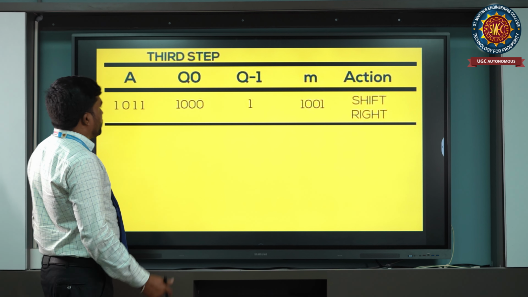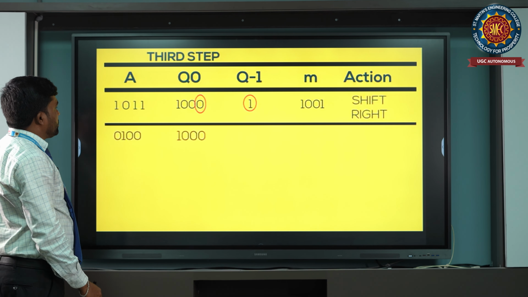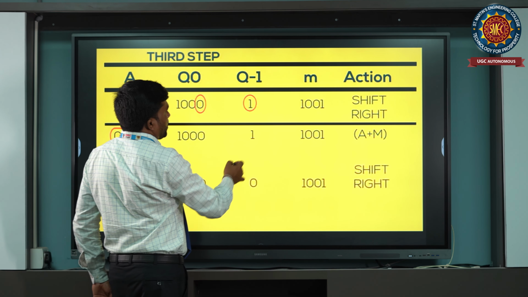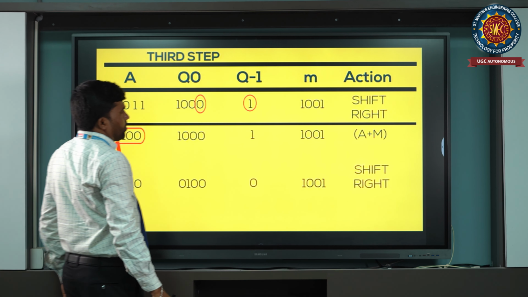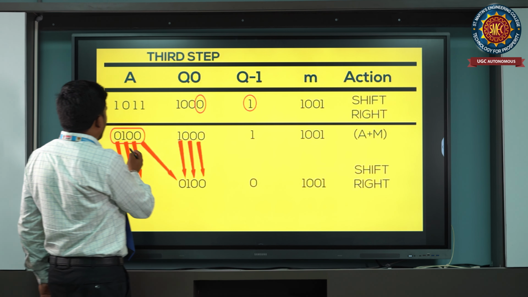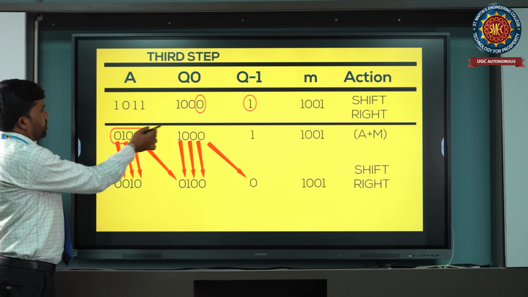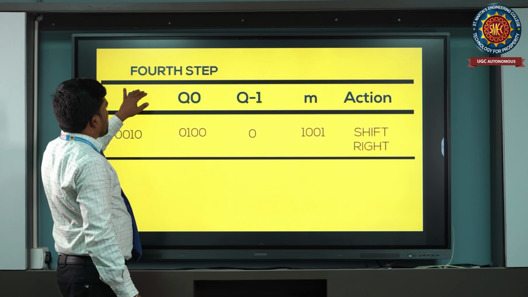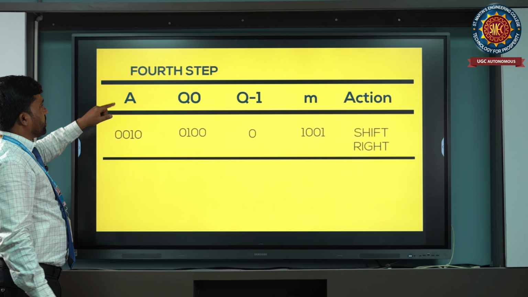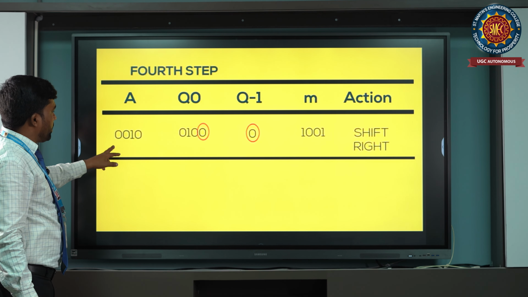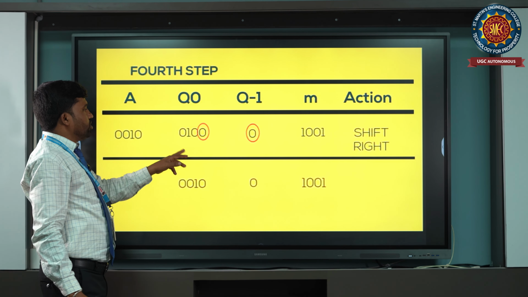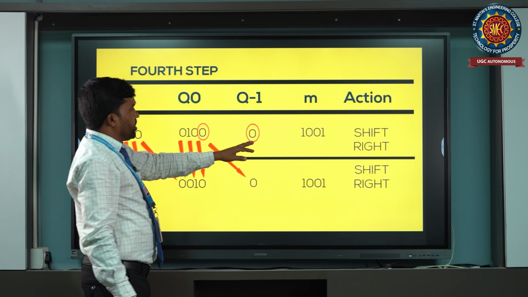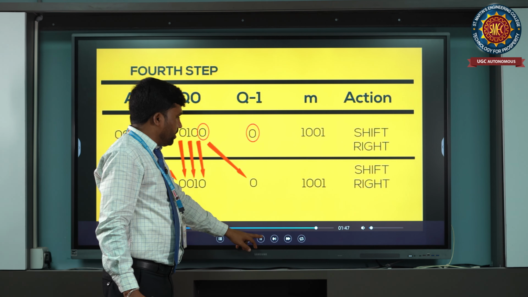At the third step, A is 1 0 1 1, Q is 1 0 0, Q minus 1 is 1, and M is equal to 1 0 0 1. After the shift right operation, 0 moves to here. Like that we can do the whole process and we will get the product in the Booth multiplication algorithm. This is the fourth step. At the fourth step A is 0 0 1 0, Q is 0 1 0 0, and Q minus 1 is 0. Based on these operations we get the output.